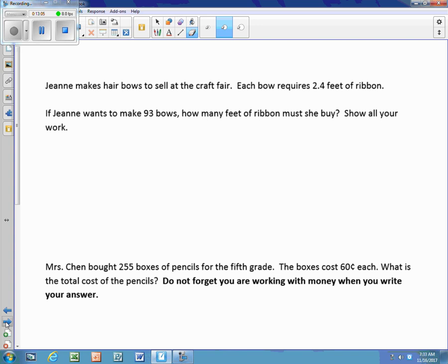Now we're talking about Jean. Jean makes hair bows to sell at the craft fair. Each bow requires 2 4/10 feet of ribbon for each bow. She wants to make 93 of them though, and they want to know how many feet of ribbon she needs to buy. So we're going to do our multiplying.